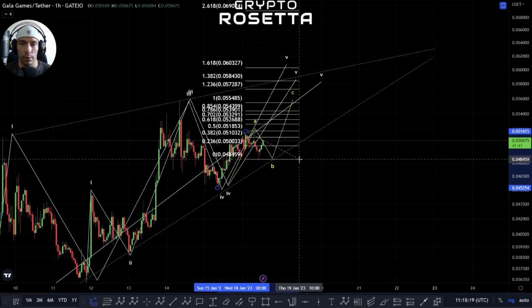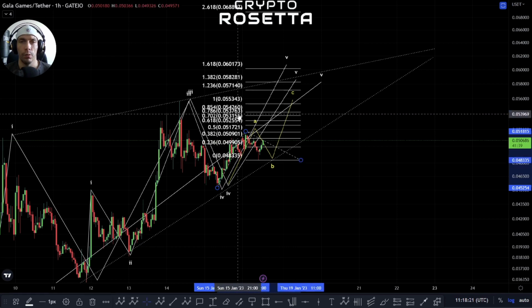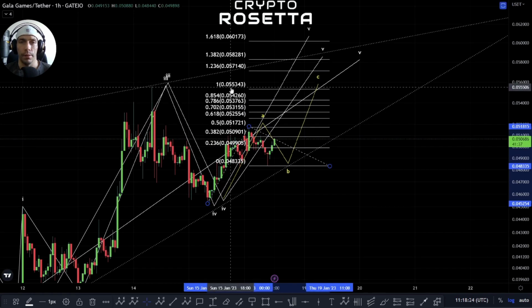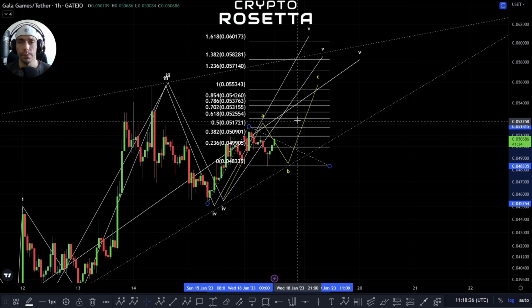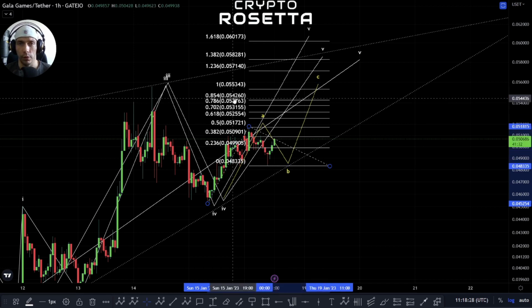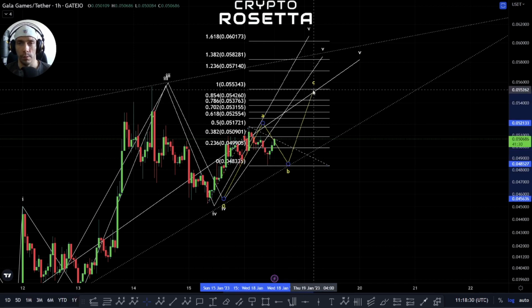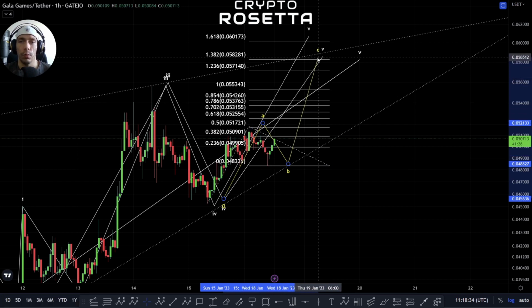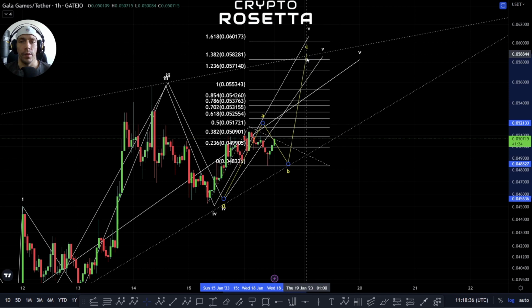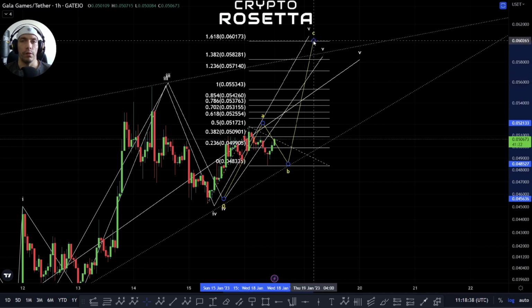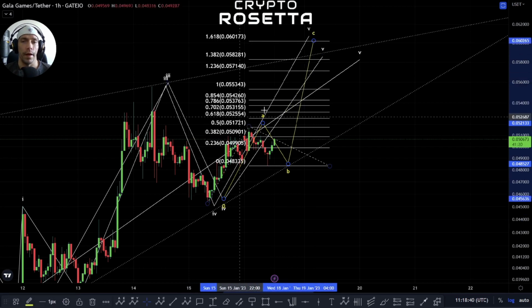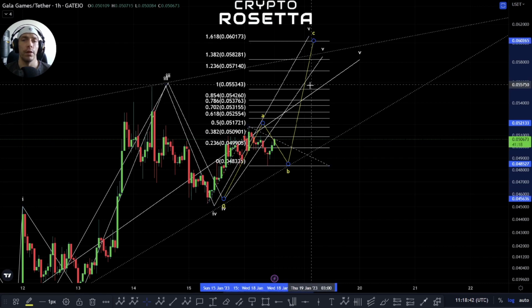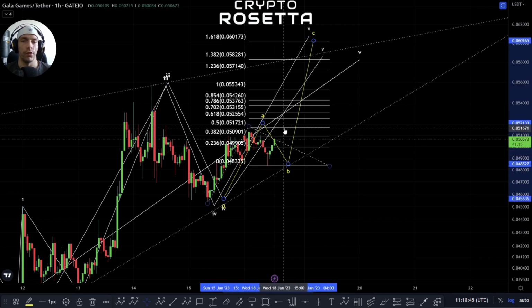If I put this onto this area here, so this 1-to-1 would be this 55342. That would be a zone I'd be looking to target at a 1-to-1 if this is going to be an ABC move to the upside. Though technically speaking, it can always move up higher. This C wave technically can move up to this 1.618 and still be valid. So we just have to see how the structure exactly plays out.